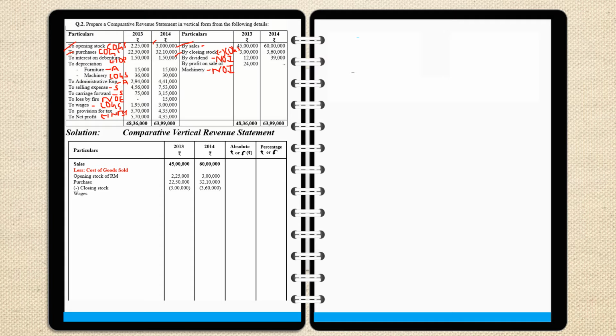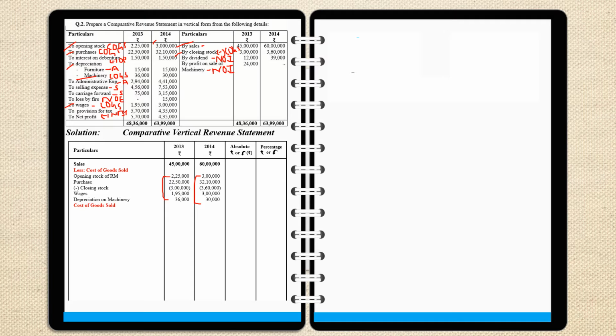Then wages, we have wages 1,95,000 and 3 lakh rupees. And last part is depreciation on machinery, 36,000 in 2013 and 30,000 rupees in 2014. Is there any COGS? No, we have covered all the things. So we need to add it up, so that this totaling shows the cost of goods sold.